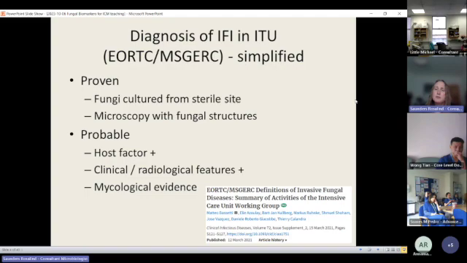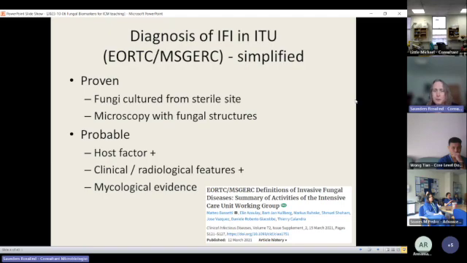And because a lot of the definitions are tailored towards the haematology and oncology population, there was this working group that decided to try and work out what should be the diagnostic criteria specifically in ITU patients. There's a lot less research done in this patient group. There's a paper there that those who are interested can have a look at. It's fairly recent and it's free access. And I've very much summarised it here.